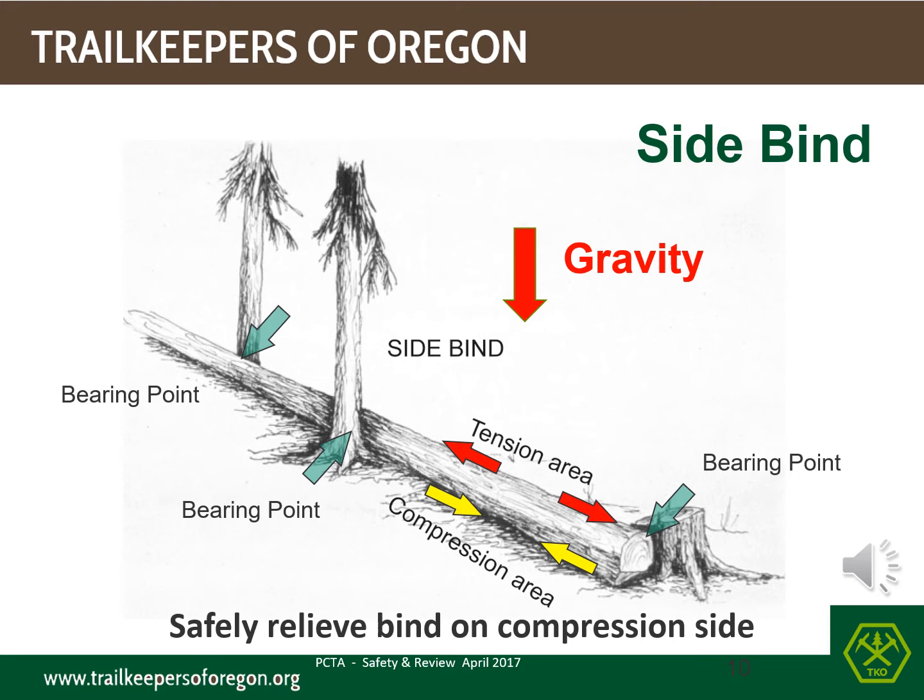Initially cut on the compression side to remove material, which allows for the log to move and release energy as the tension side of the log is cut. Be wary of kerf closure and pinching the saw. Mild side bind that is not identified will close the kerf and pinch the saw.